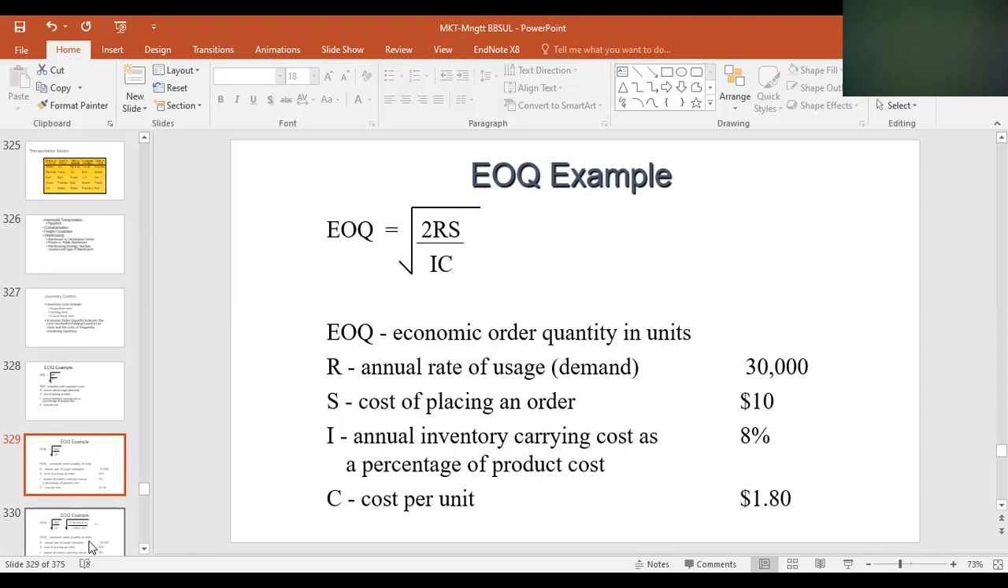If there is a demand of 30,000 units of anything like Novidate, Maston, or any other medicine, how much cost comes in placing an order, with annual inventory carrying cost as a percentage of the product cost, and then cost per unit.